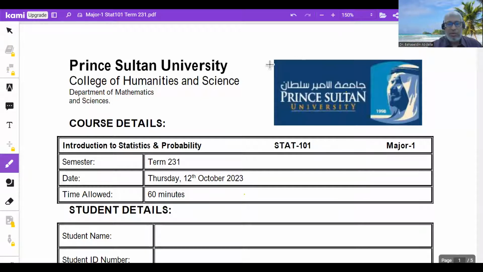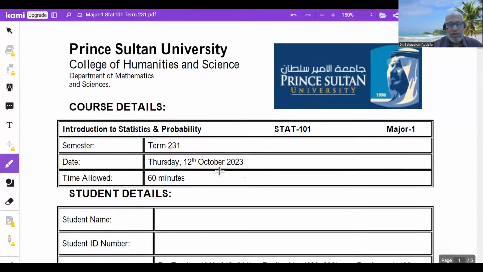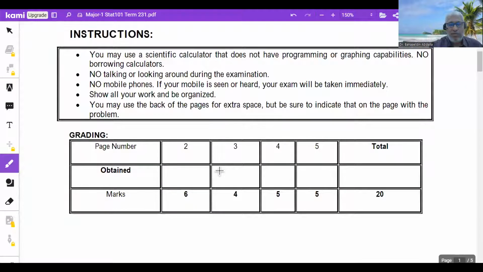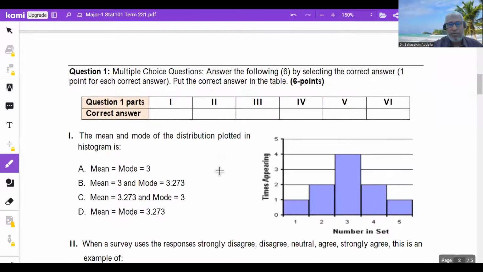This is Stat 101, Major 1, Term 231. Let us have a look and solve the exam together. First question, multiple choice. Answer the following by selecting the correct answer.